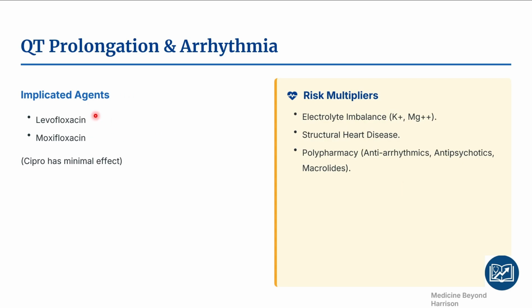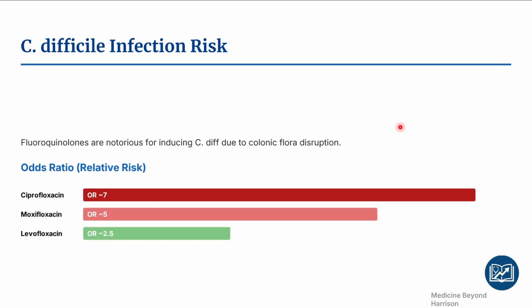QT prolongation and arrhythmia are implicated especially with levofloxacin and moxifloxacin. So these are the risk multipliers. In the case of structural heart disease, with mitral regurgitation, ventricular septal defect, and other polypharmacy drugs like antiarrhythmics, antipsychotics and macrolide group of drugs, if prescribed, they can multiply the risk of QT prolongation and arrhythmia, and can even lead to ventricular tachycardia. So if hypokalemia and hypomagnesemia are present, avoid usage of fluoroquinolone group of drugs.